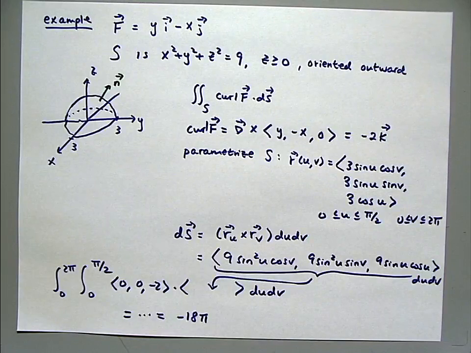Okay, so instead of doing all of that surface integral, we could have done this, because Stokes' theorem said we get the same thing. And we do get the same thing. That's minus 9t from 0 to 2 pi, and that's our minus 18 pi.